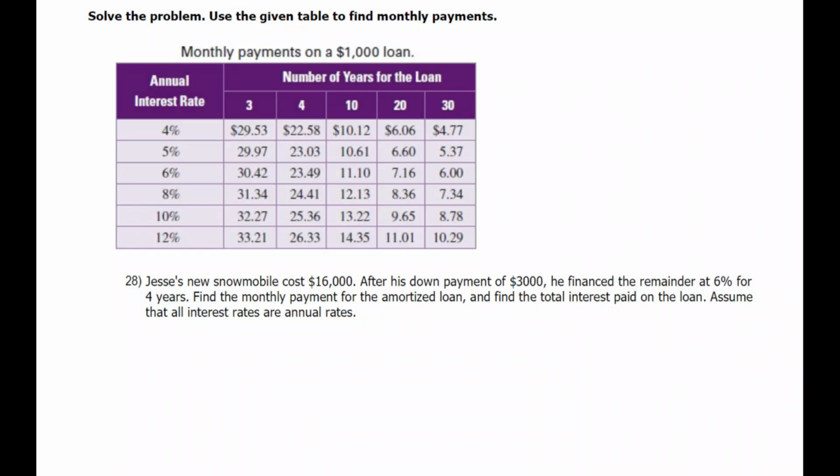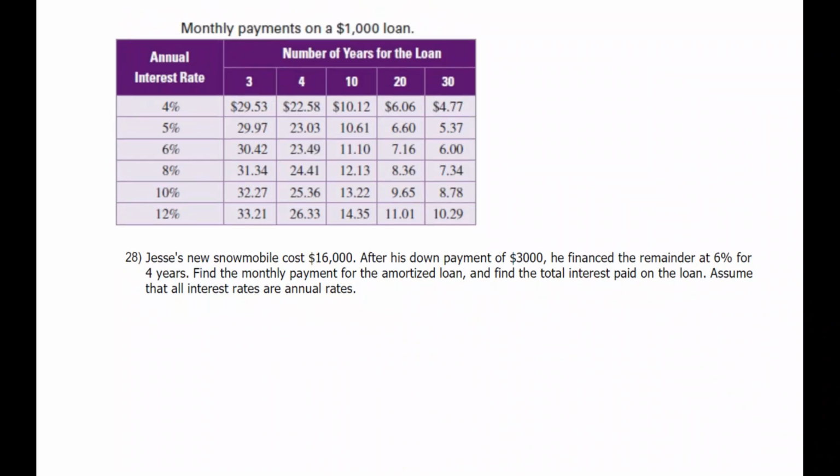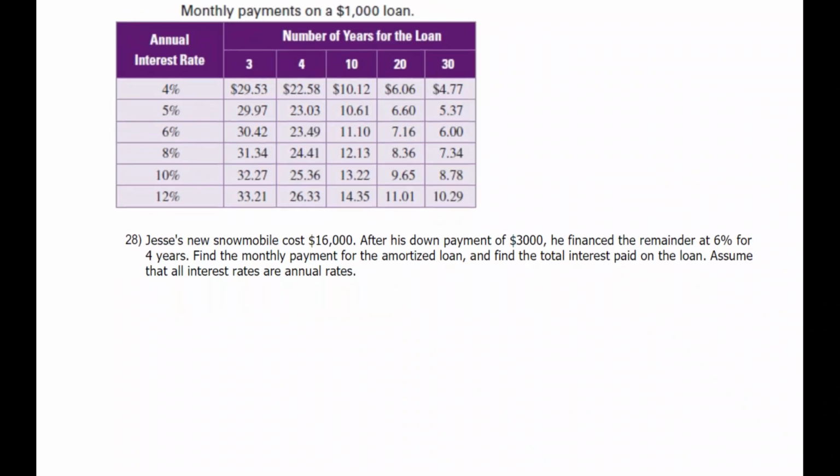All right, this is the last problem. Solve the problem using the given table to find the monthly payments. Okay, here's our given problem. Jesse's new snowmobile costs $16,000. After his down payment of $3,000, he financed the remainder at 6% for 4 years.